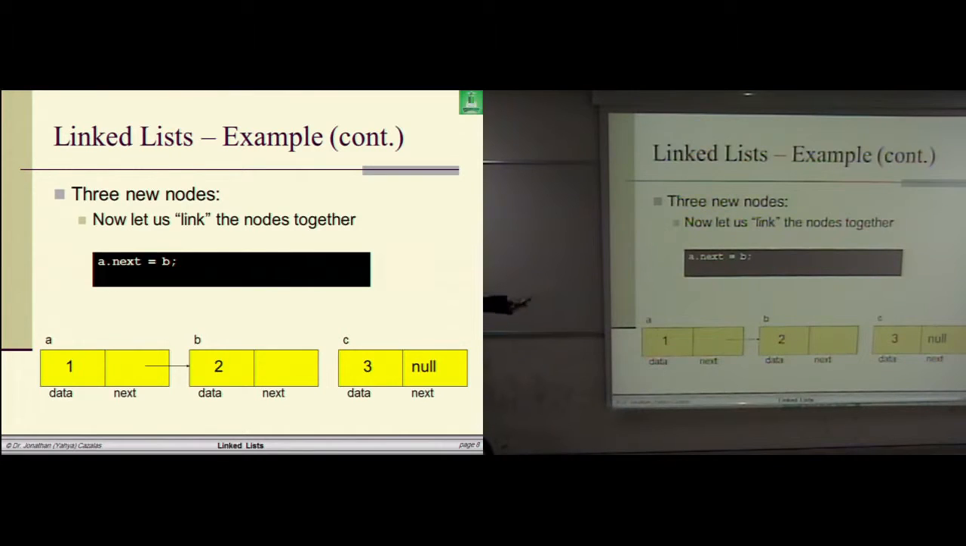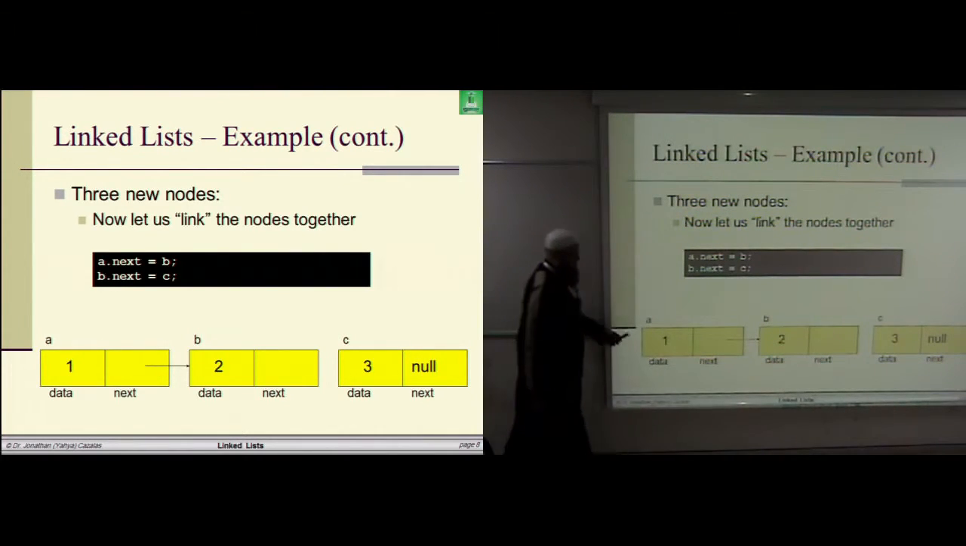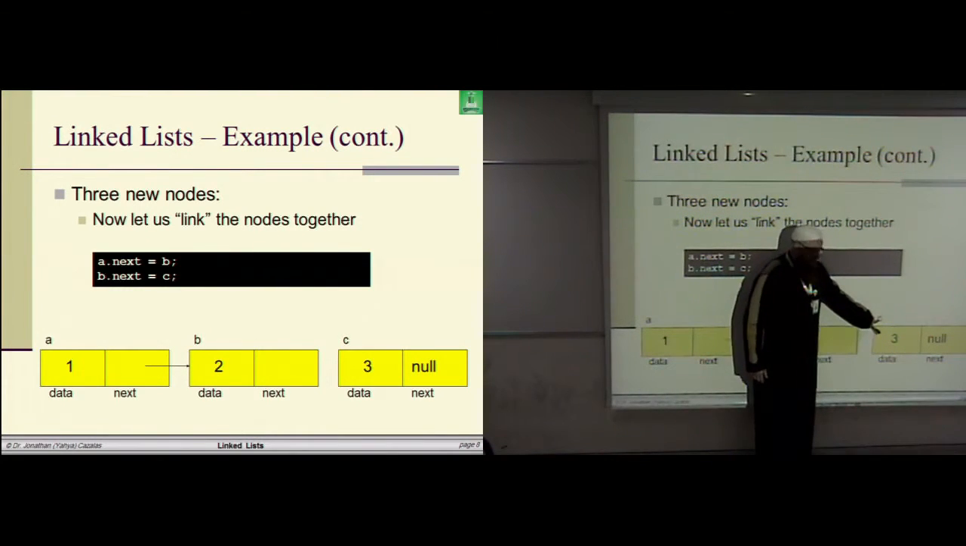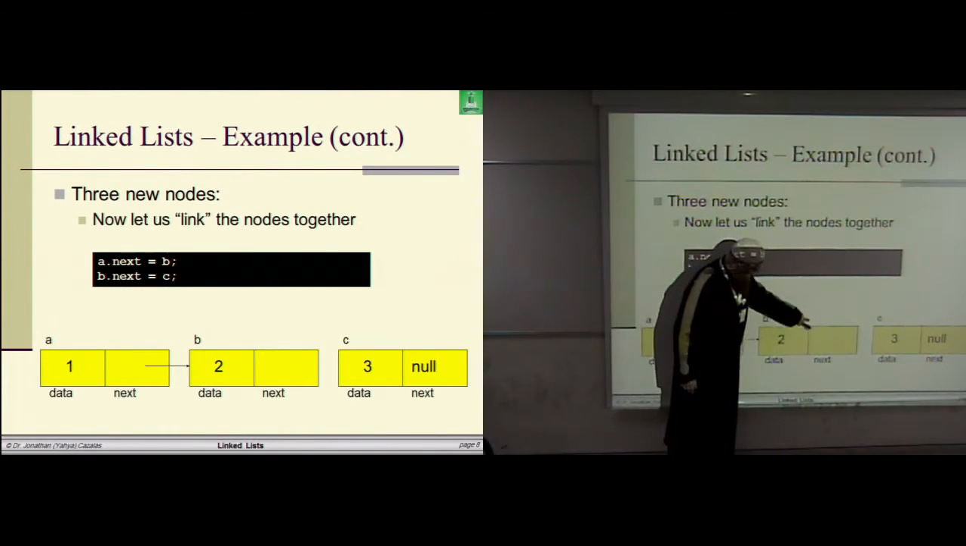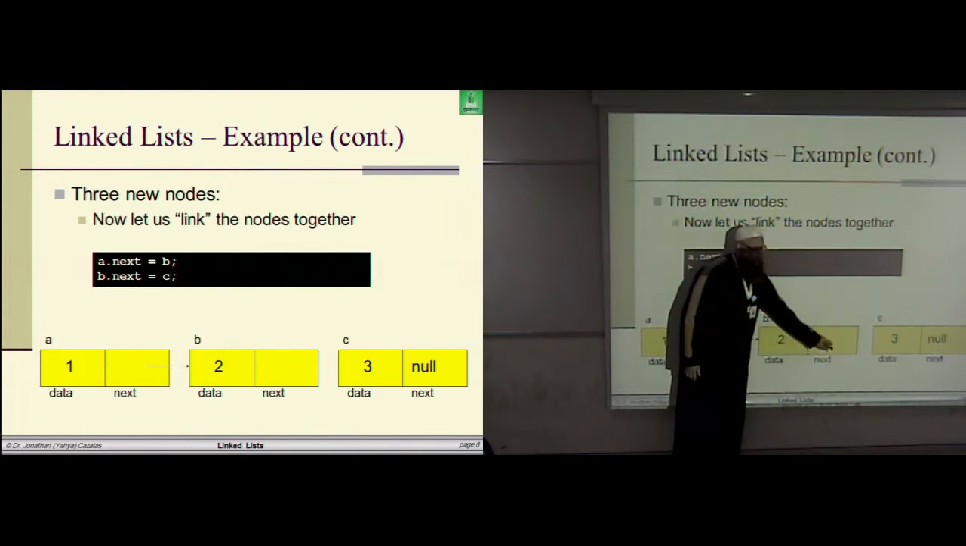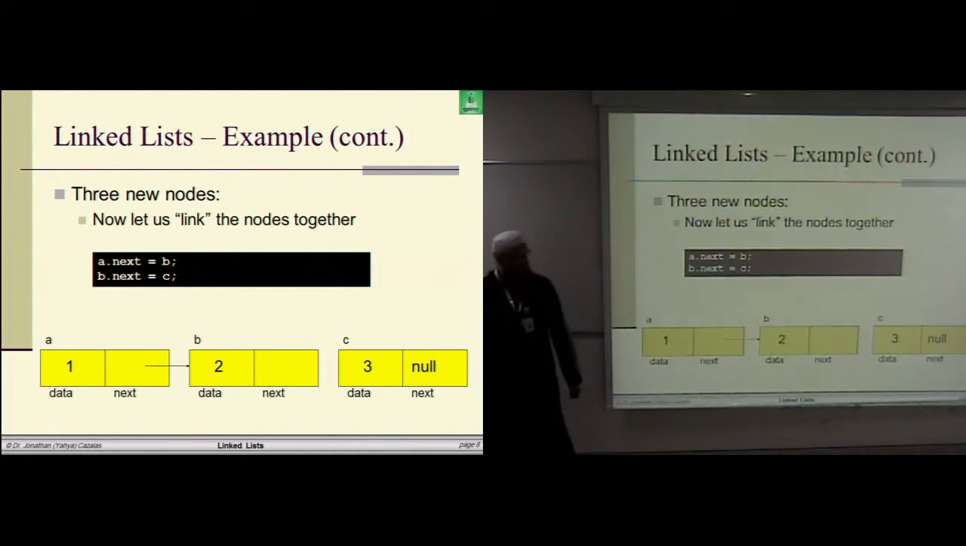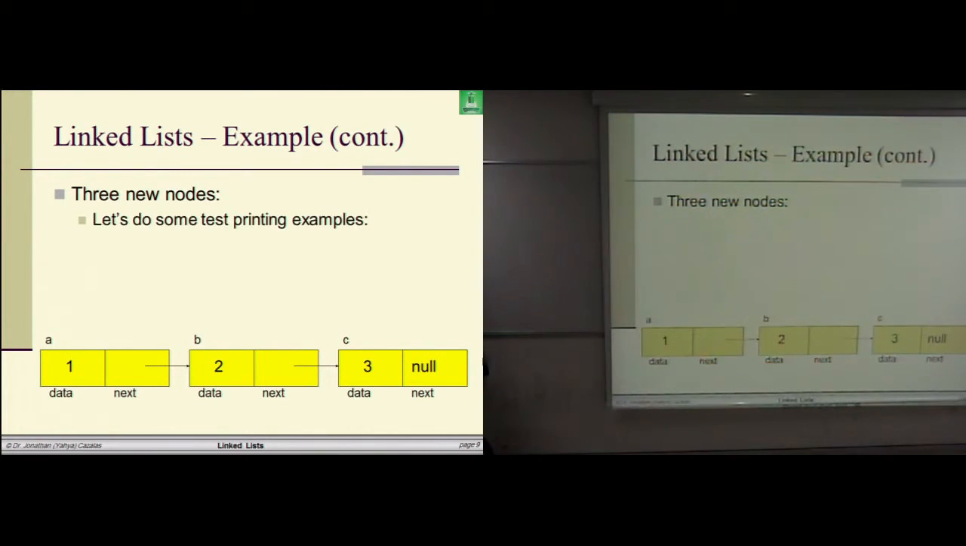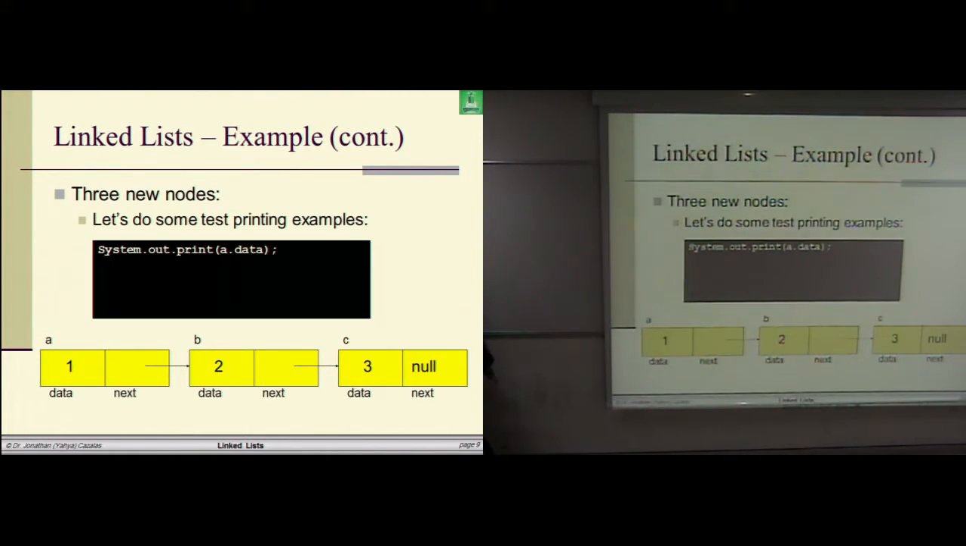What about the next one? How do we connect nodes B and C? We take the address of C, the whole address of C, which is stored right here, and we save it into B dot next. And so now they connect together. So now we can print. What happens if I print A dot data? What gets printed? A dot data will print the number 1.